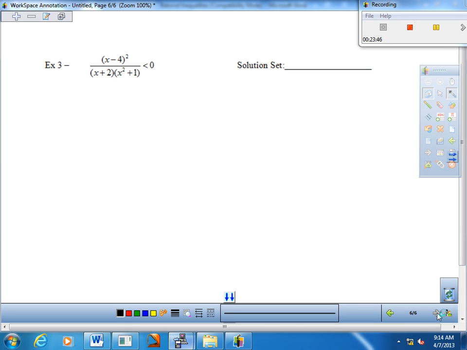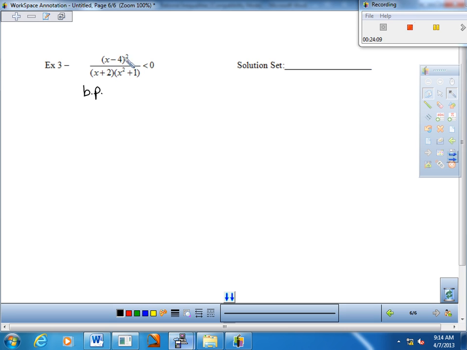All right, let's try one more. So this is good. This is actually already factored, and it's just set to 0. This is perfect. Couldn't ask for anything more. One fraction, all factored form, and we're looking for where it's negative. We're looking for where it's less than 0. So let's go get the boundary points.